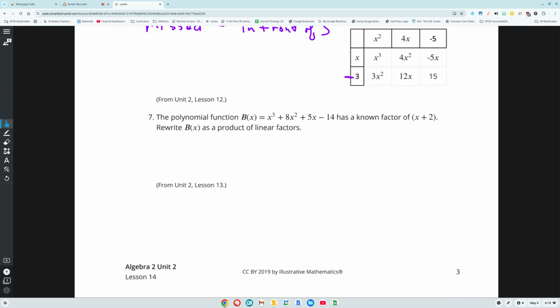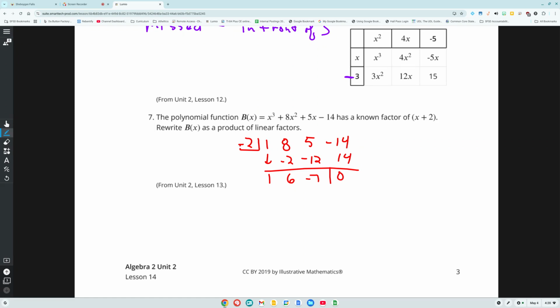7 says, the polynomial function b of x is equal to x cubed plus 8x squared plus 5x minus 14 has a known factor of x plus 2. Rewrite it as a product of linear factors. All right, go ahead and rip out some synthetic division for this. Negative 2 up in the corner. 1x cubed, 8x squared, 5x, minus 14. Bring down the 1. Negative 2 times 1 is negative 2. 6. Negative 12. That puts us at negative 7. And positive 14, which means my remainder is 0, which is what I'm expecting to see.